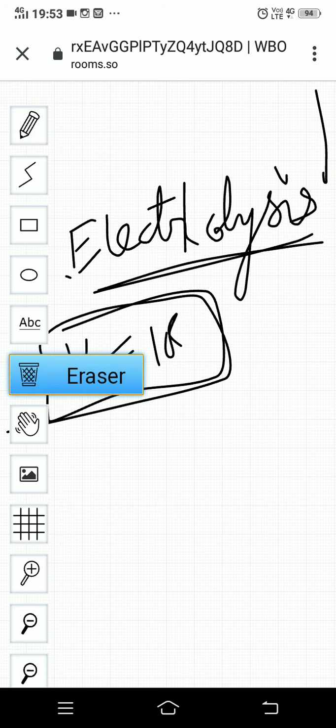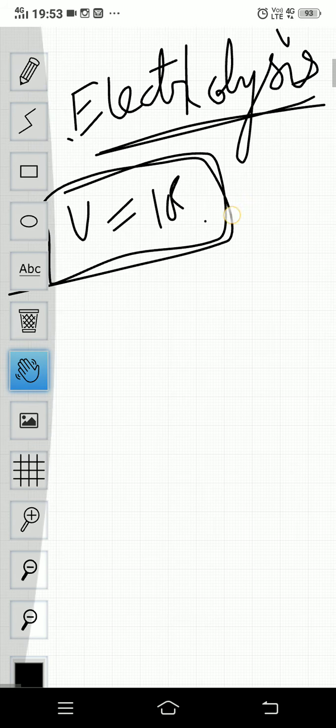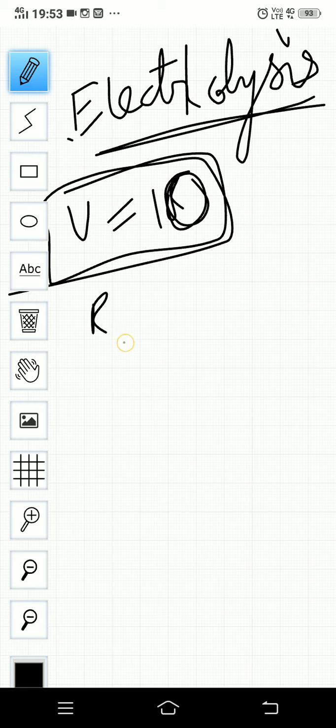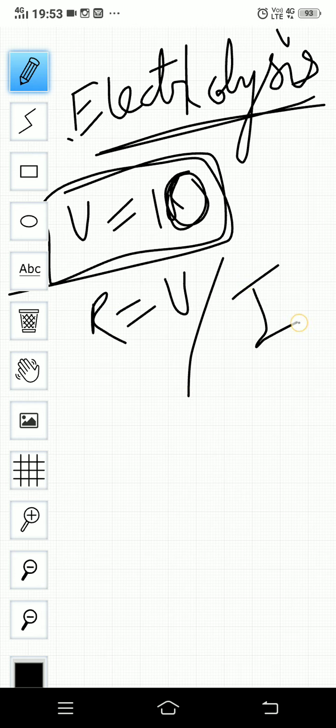Now, what happens is V is equal to IR, so we know that R is a constant, which is known as the specific resistance or the resistance of the conductor. So we can write that R is equal to V by I. R is a constant, okay? But what is specific resistance?